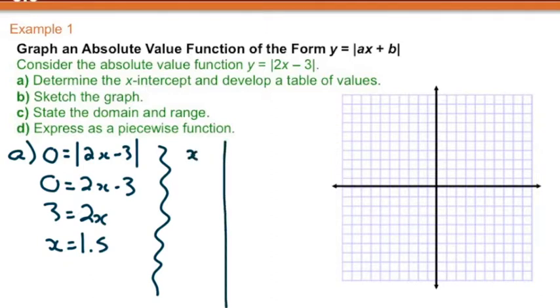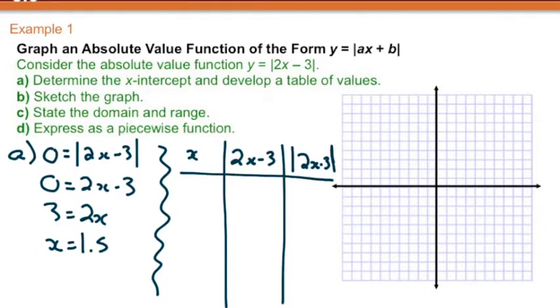So we have an x, we will have 2x minus 3, and we'll have the absolute value of 2x minus 3. The reason for the 2x minus 3 without the absolute value is that's where the calculator comes in.